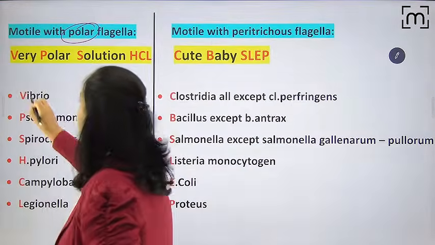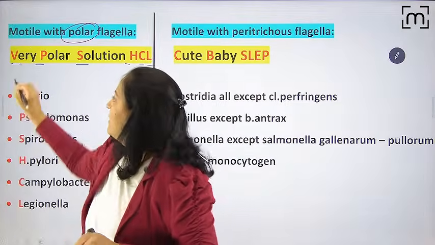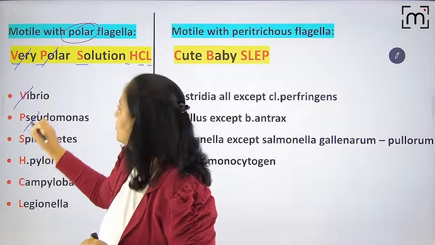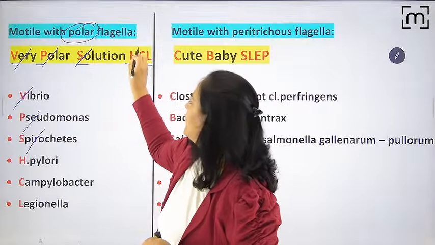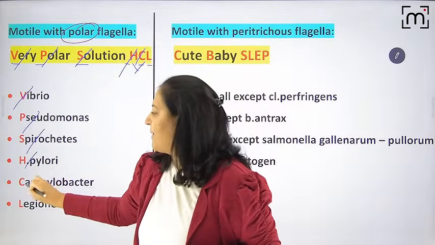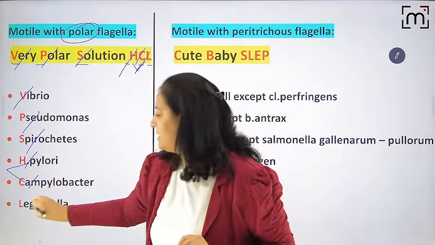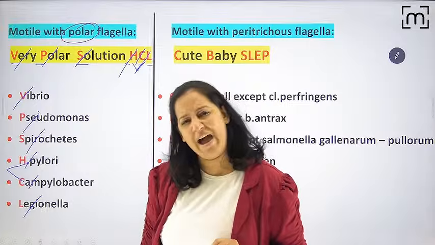Polar, with the mnemonic, is very polar solution, HCl. V stands for Vibrio, P for Pseudomonas, S for Spirochete, Helicobacter, Campylobacter always come together. Helicobacter, Campylobacter, twin brothers, they always come together. And L is Legionella. Please learn the list.